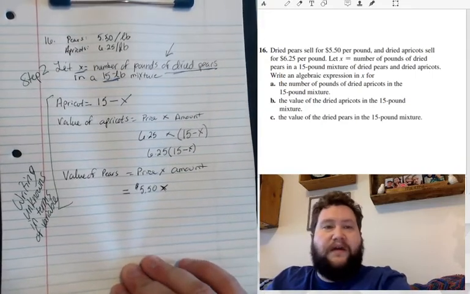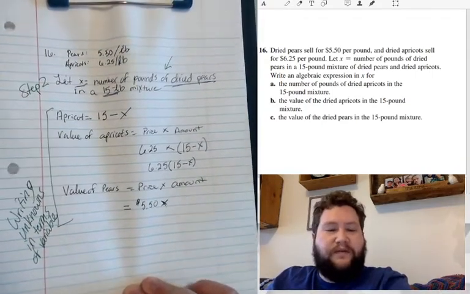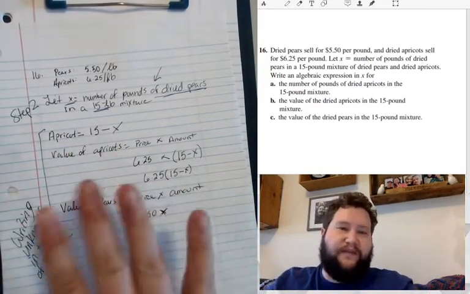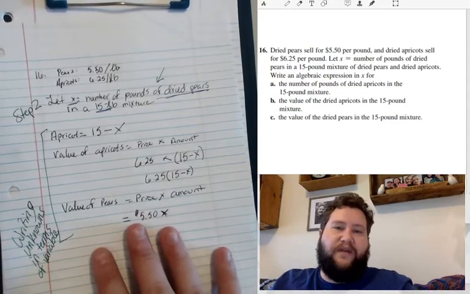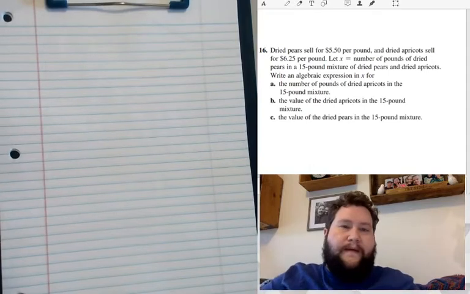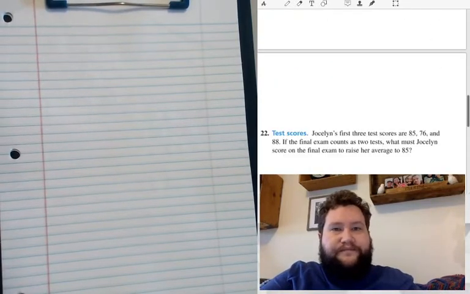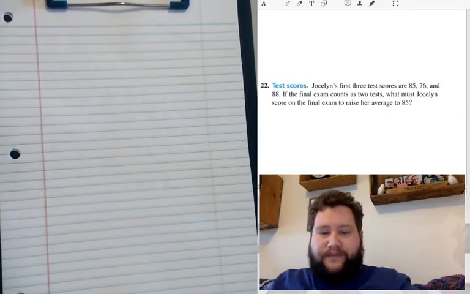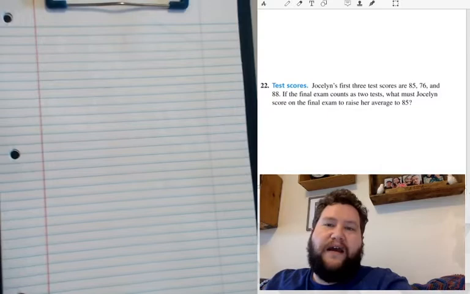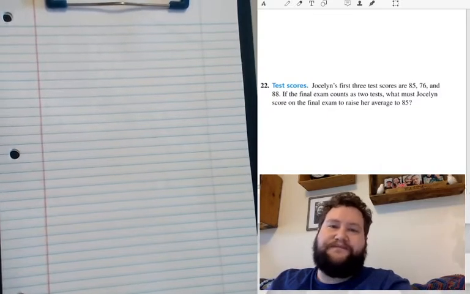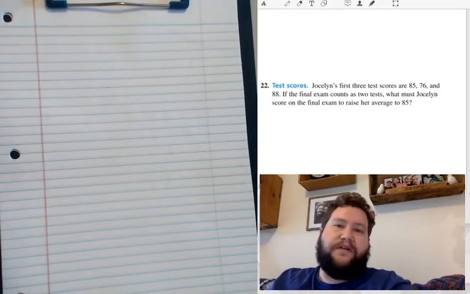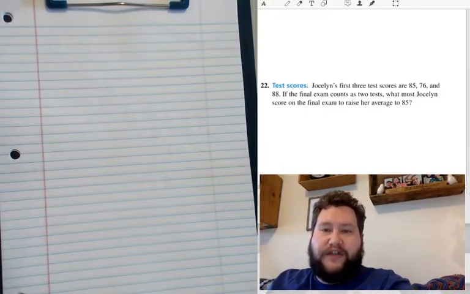And so now that we've spent a little bit of time in step 2, we're going to look at all of the steps together. But I really think that this was worth this practice of, well, if we know one thing, how do we get to other things? So, number 22, test scores. It says Jocelyn's first 3 test scores are 85, 76, and 88. If the final exam counts as 2 tests, what must Jocelyn score on the final exam to raise her average to 85?